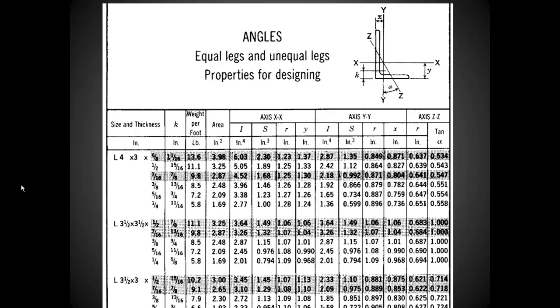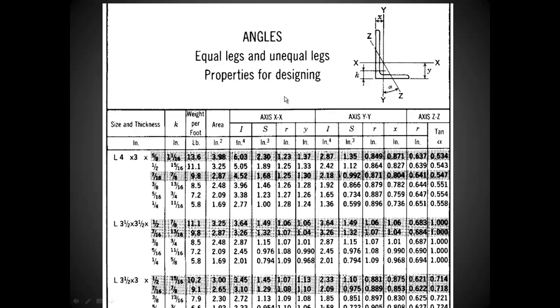Same thing with angles. We can see there's an L4 by 3 by 5/8. They give us a chart with different dimensions located on it, and we can get our dimensions using these letter designations. For instance, the Y dimension would be listed here as 1.37, which is the distance from the bottom to this point where it intersects this piece. And that has to do with your sizing. But the overall length of these legs, 4 inches from top to bottom, 3 inches in this direction. So these are all properties for designing.